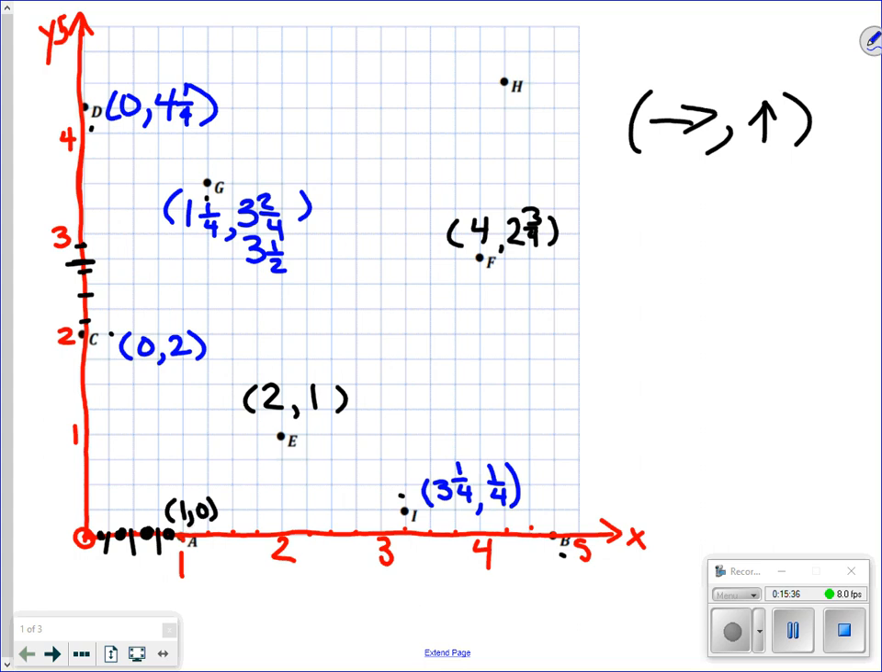Okay, what about H? 4 and 1/4. If this is 4, this is 4 and 1/4. This is 4 and 2/4 or 4 1/2.